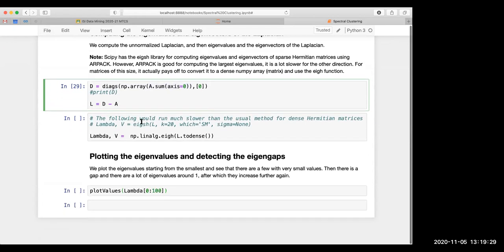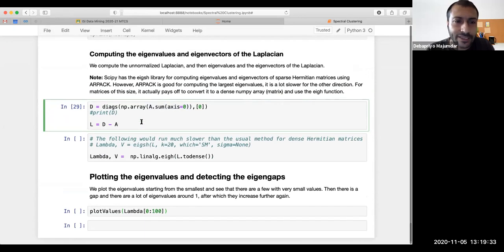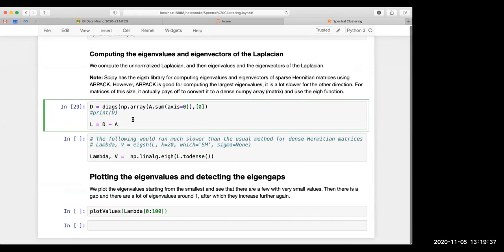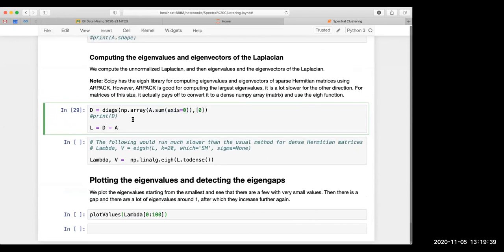Sir, why are you using diags instead of np.diag? Oh, because I am still in the sparse space. So we have a different treatment for the sparse thing. It's a bit different.